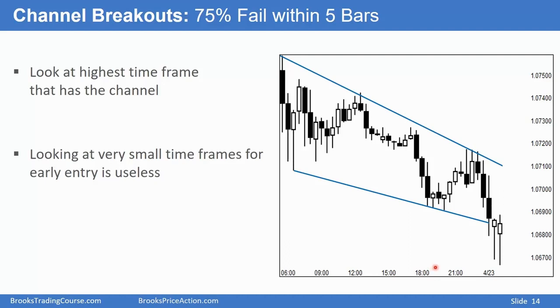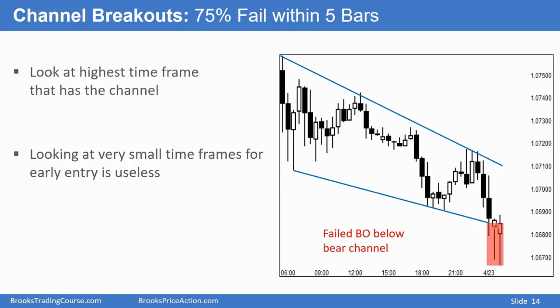I always look at the highest time frame chart that shows the channel. For example, let's say this is a 5-minute Forex chart. If I looked at a 1-minute Forex chart, these 2 bars would be 10 bars instead of 2 bars. And therefore the failed breakout would be occurring in 10 bars. However, I always look at the highest time frame chart that clearly shows the channel. And on that chart, 75% of the time, the breakout will reverse up within about 5 bars.